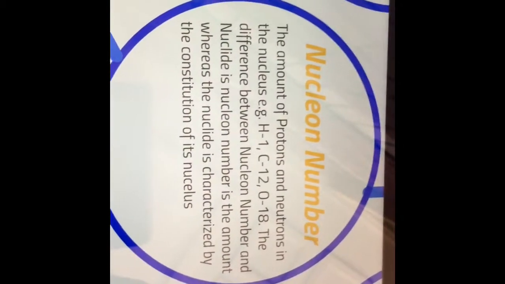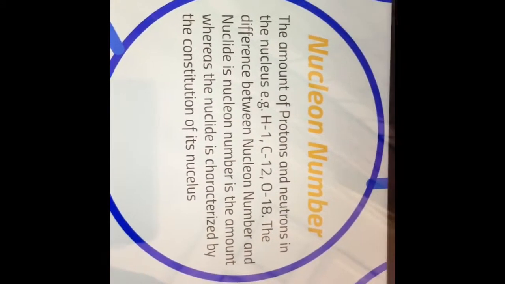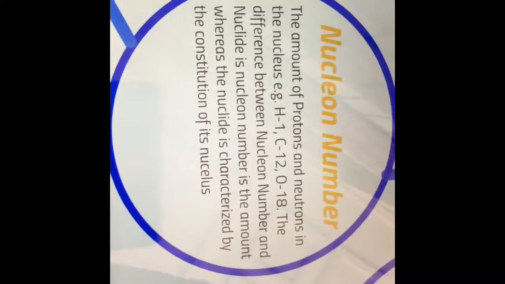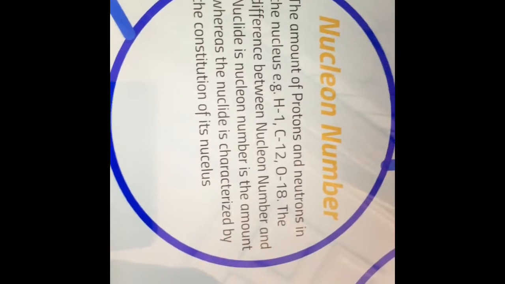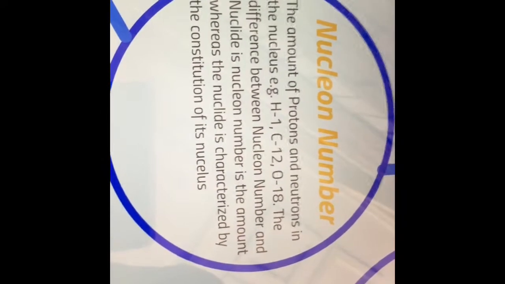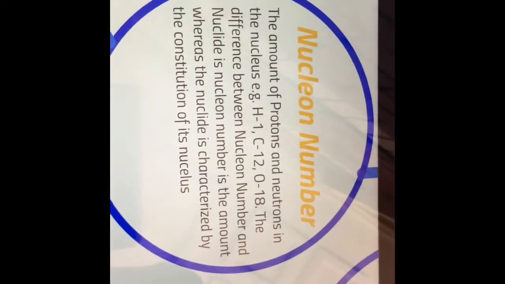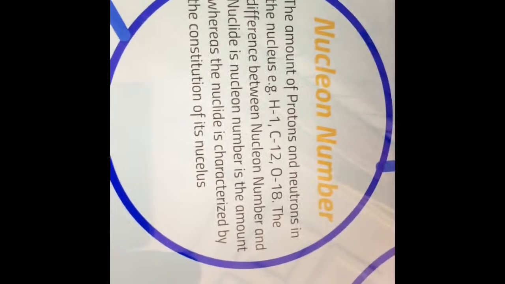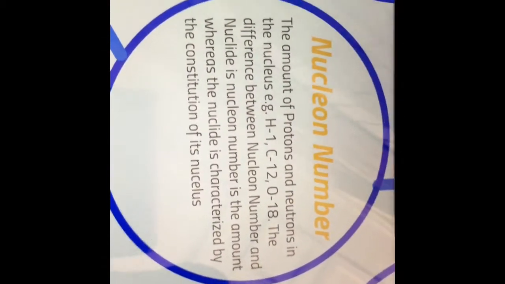The amount of protons and neutrons in the nucleus, e.g. hydrogen-1, carbon-12, and oxygen-16. The difference between nucleon number and nuclide is that the nucleon number is the amount, whereas the nuclide is characterized by the constitution of its nucleus.